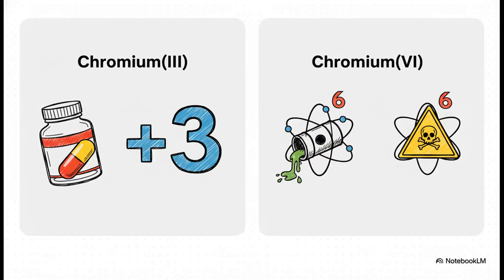And this slide right here shows exactly why this naming system is so critical. On the left, you've got chromium-3. It's an essential nutrient. You can find it in vitamin supplements. But on the right, you have chromium-6. This is the highly toxic carcinogen that was leaking into the town's water supply. The only difference between a nutrient and a poison here is the charge of the ion, a detail that is communicated entirely by that one little Roman numeral.